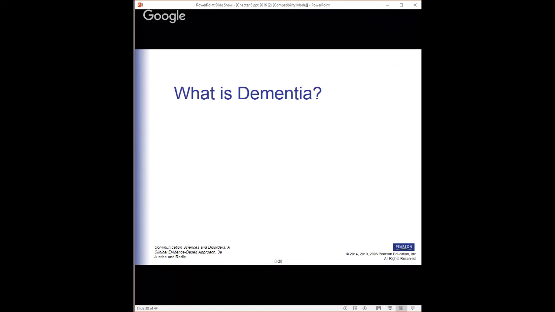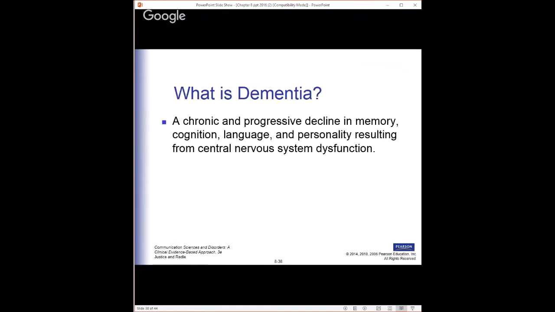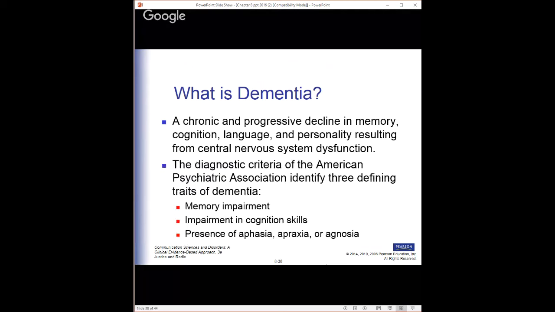The next thing we'll look at is dementia. It's a chronic and progressive decline in memory, cognition, language, and personality resulting from central nervous system dysfunction. And there is diagnostic criteria from the American Psychiatric Association identifying 3 defining traits of dementia, and those include memory impairment, impairment in cognition skills, and the presence of aphasia, apraxia, and agnosia. Those are referencing an inability to recognize objects, words, or sounds.